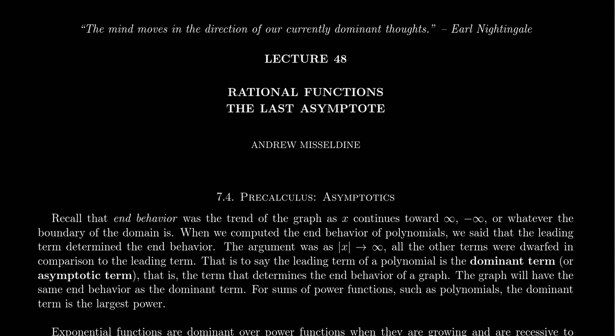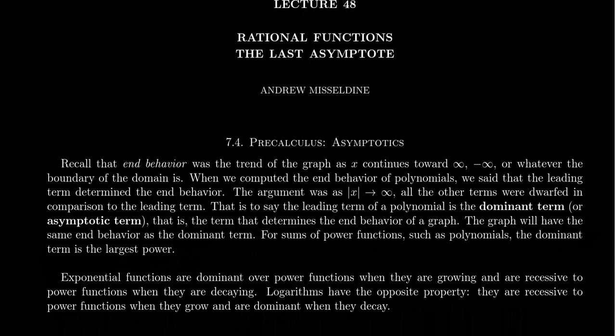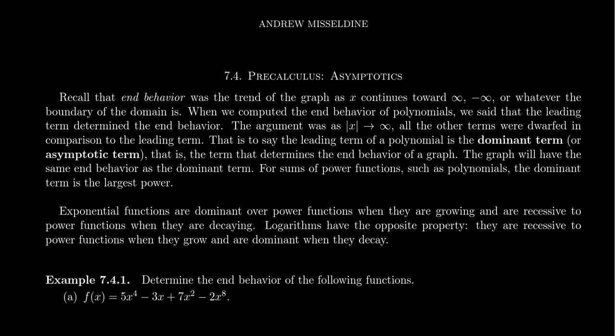So what you now see on the screen, let me read this for you. Recall the end behavior. What was the end behavior again? It was the trend of the graph as x continues towards infinity or negative infinity. We often would write this as x approaches infinity, or as x approaches negative infinity. But that was assuming the domain of the function was negative infinity to infinity. It could be that you can't approach infinity or negative infinity because it's outside the domain of the function.